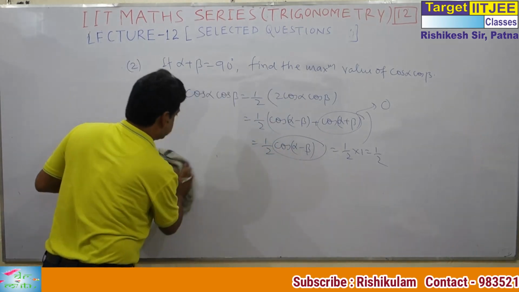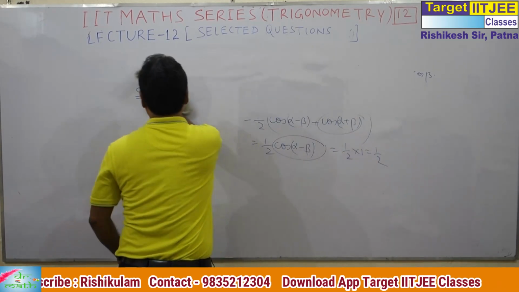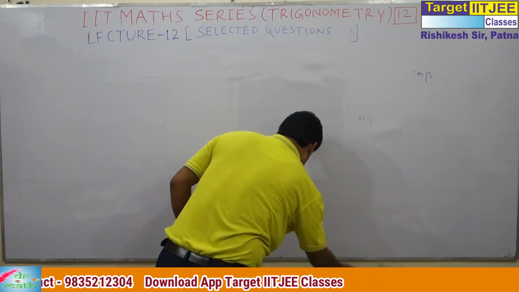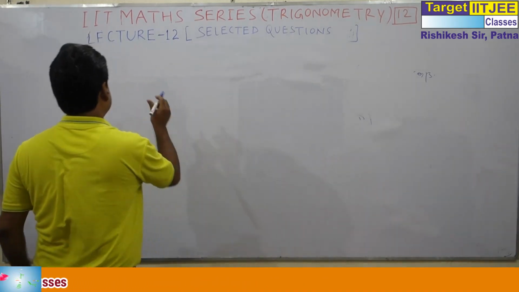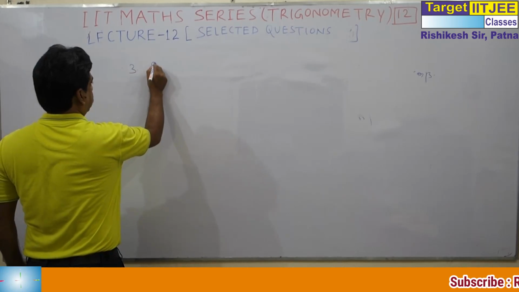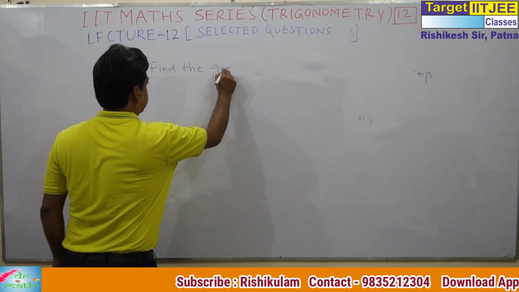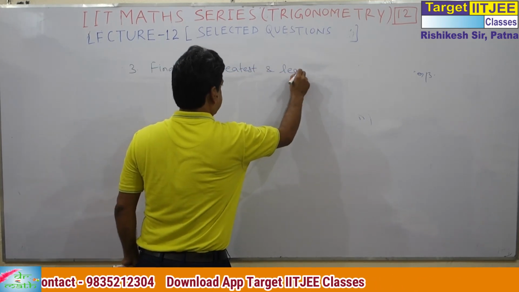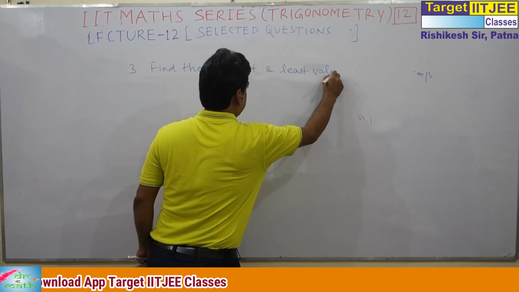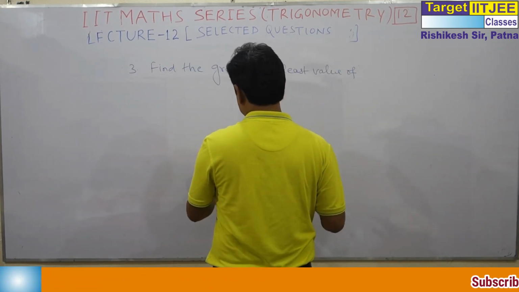So this was the second one. Now come to the third one. What was the third question? The third question was this: find the greatest and least value of which expression?